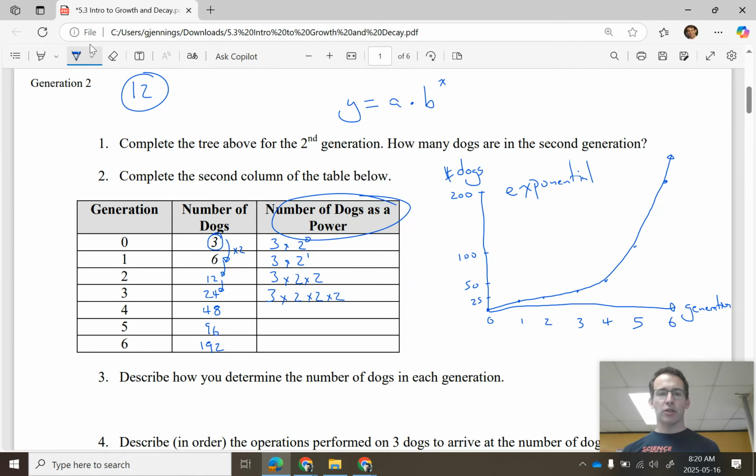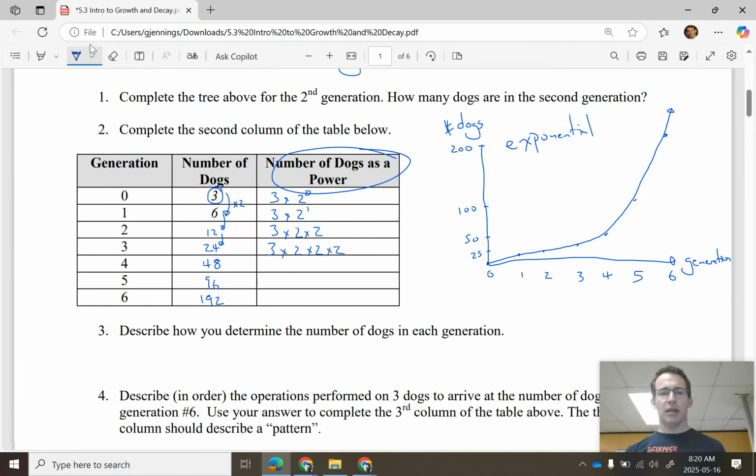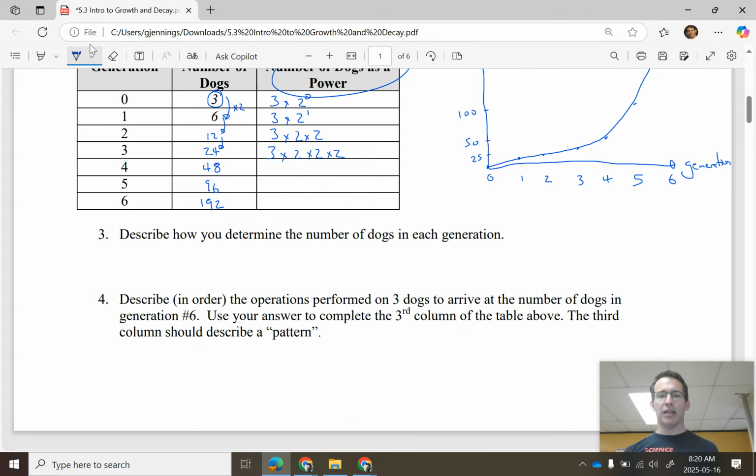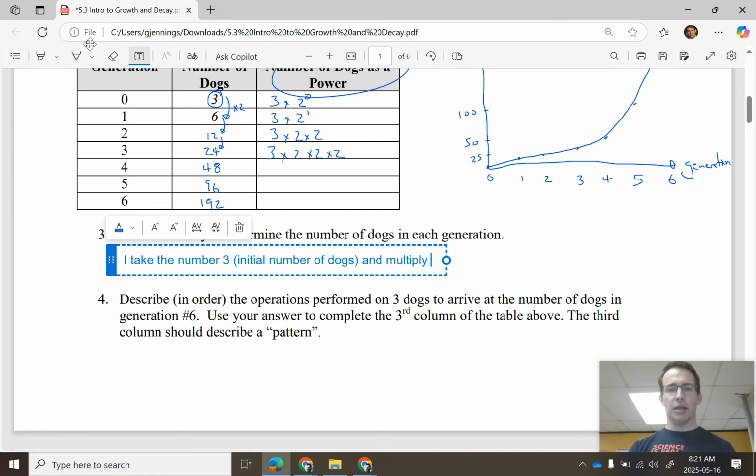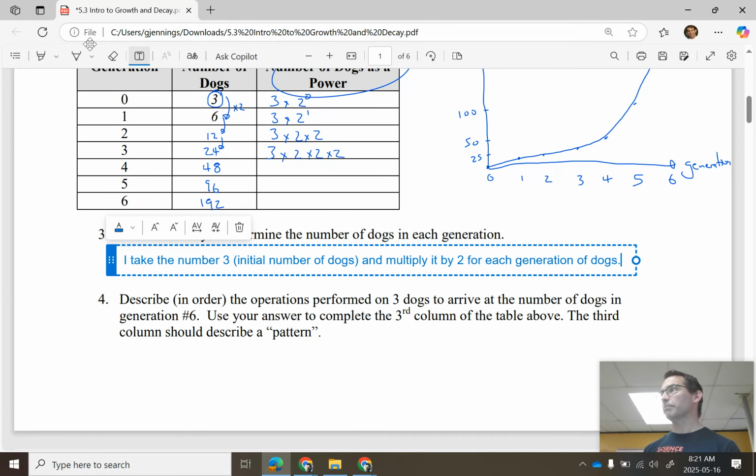That's beautiful. So the whole thing, describe how you determine the number of dogs in each generation. Well, I would put in some sentence like this. I take the initial number of 3 dogs and multiply it by 2 for each generation of dogs. Makes sense, right? Yeah, that's about right.